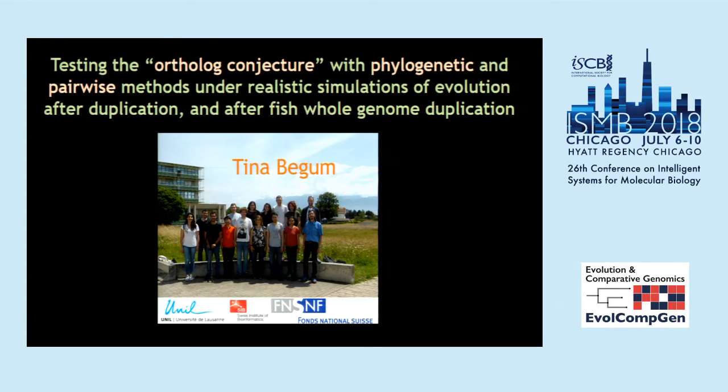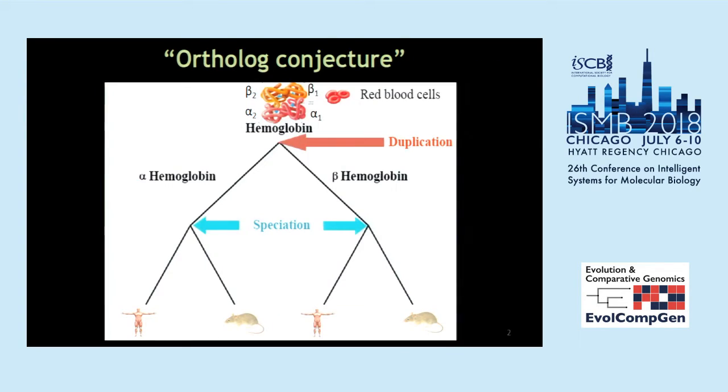Today I will talk about testing the ortholog conjecture with two different methods using simulated and empirical datasets. Let's see what the ortholog conjecture is. For example, vertebrate red blood cells comprise hemoglobin. This hemoglobin is made up of two subunits, alpha globin and beta globin, which are related to each other by a duplication event that happened long ago in animal evolution.